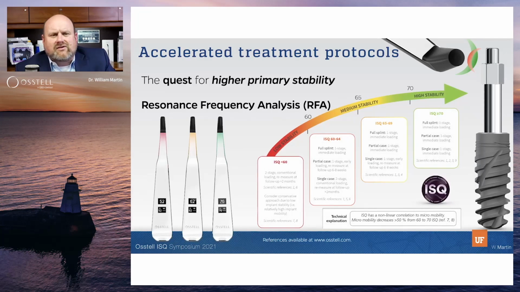I think I don't have to revisit the stability table with the Osstell, but this table has been developed over time, with reference to over 1,200 articles that cite information on the RFA and ISQ outcomes, and we work within this. But one of the key factors to understand is the biggest change in stability occurs between 60 and 70.